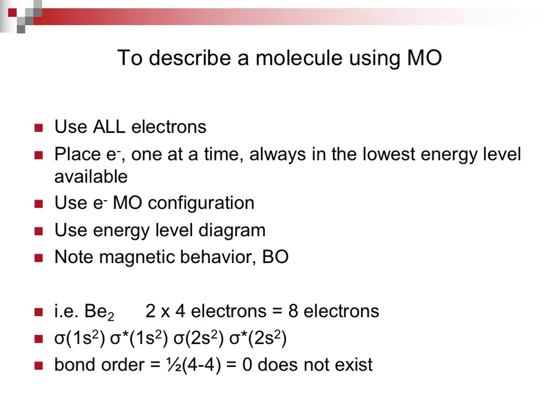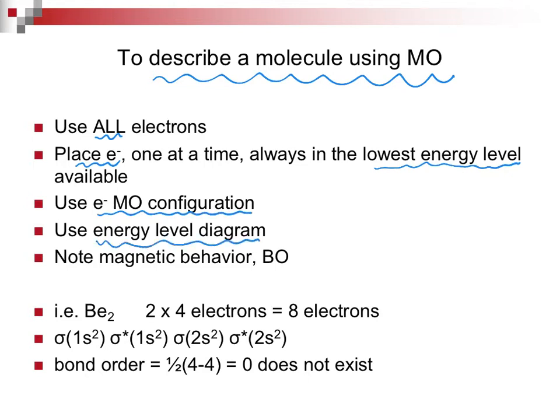When you're going to be asked to describe a molecule using molecular orbital theory, you will use all the electrons, you will place them one at a time in the lowest energy available, and that's what I did at the end of the last video. You will use the electron molecular configuration, you can use the energy level diagram, and you can note the magnetic behavior. You'll see that by populating it, and you can also calculate the bond order.